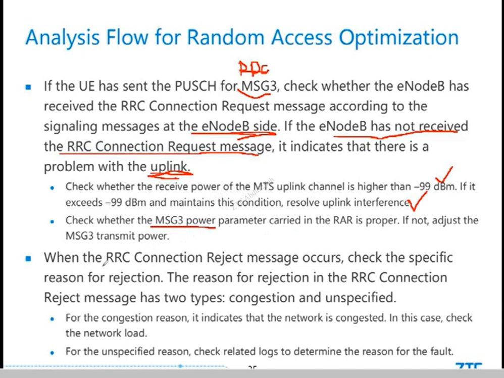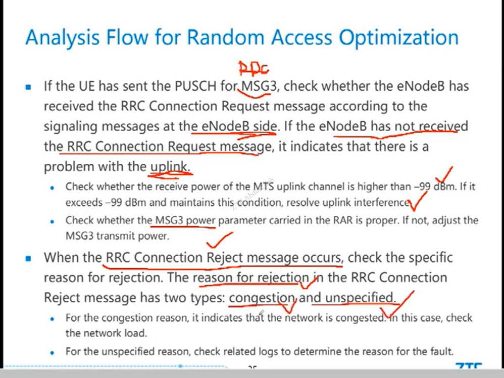And then if the eNodeB receives message 3, but the eNodeB sends back an RRC connection reject, so what's the reason for the rejection? Normally there is a reason given with the rejection. There are 2 reasons. The first one is congestion, or unspecified.